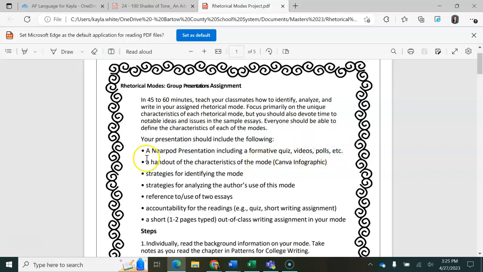They had to present a handout of the characteristics of each mode via a Canva infographic with printed copies to all the students. They had to include strategies for identifying the mode and analyzing the author's use of the mode. And they also had to reference and use 2 essays in which they had some autonomy in choosing for the students to look at, read, and analyze the mode. They also had to provide a quiz that would pertain specifically to the mode, and then write out a short 1 to 2 pages writing assignment in the mode that they chose.